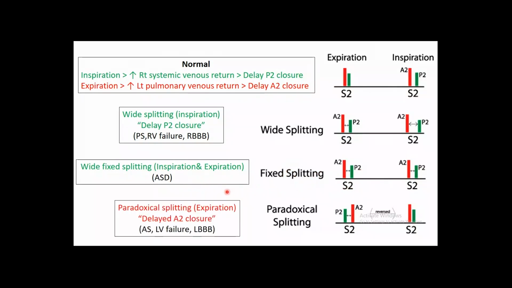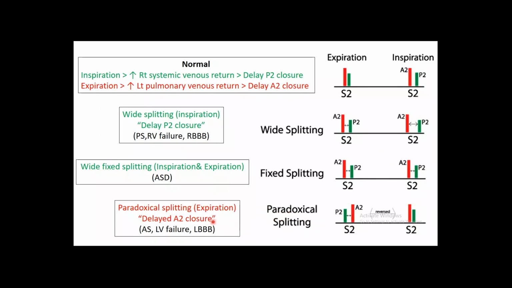The last thing is called paradoxical splitting. What is paradoxical splitting? This means that splitting disappears during inspiration and appears on expiration. What causes paradoxical splitting, or splitting with expiration? It's actually caused by delayed aortic valve closure.